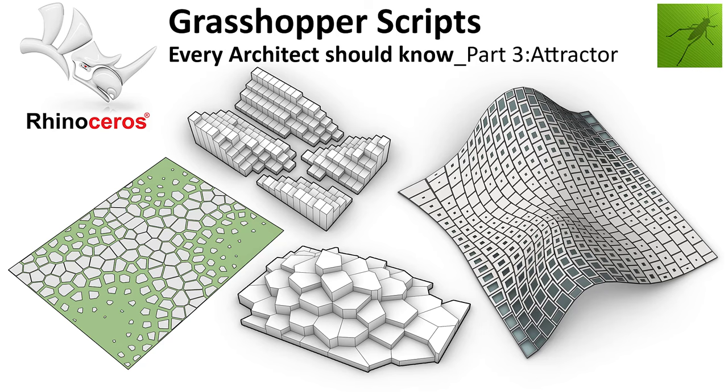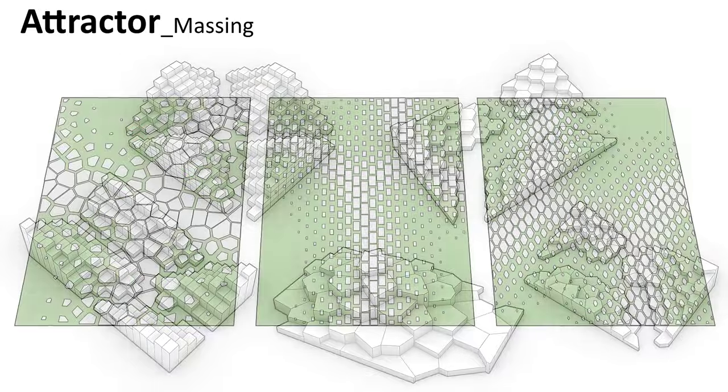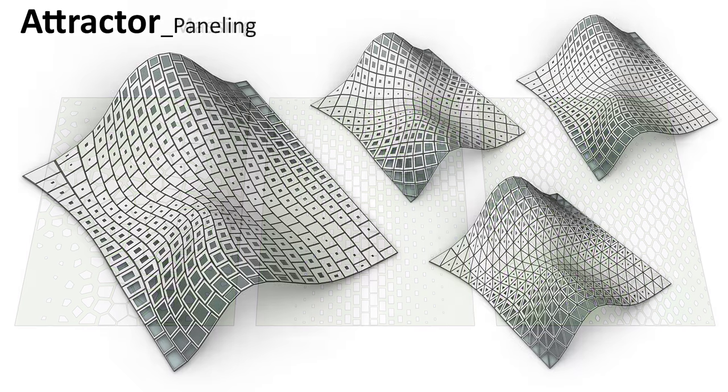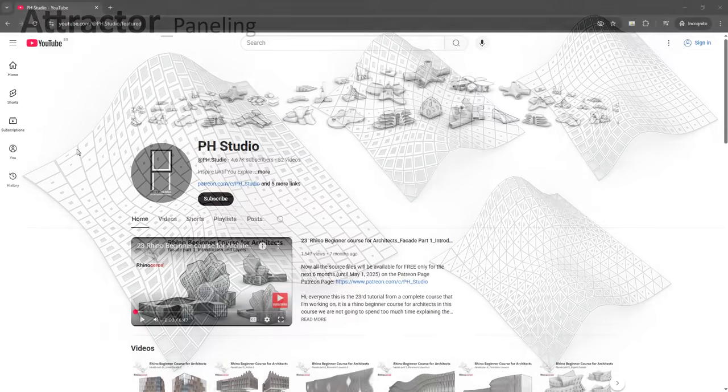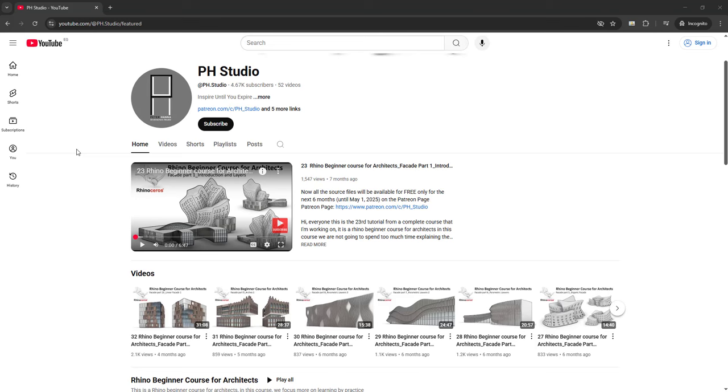Grasshopper Scripts Every Architect Should Know About, Part 3, Attractors. Attractors has tons of architectural applications, but here we are going to share some of its applications in massing, landscape, and paneling.